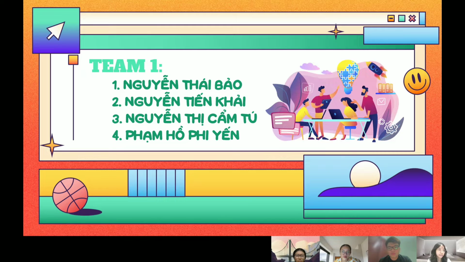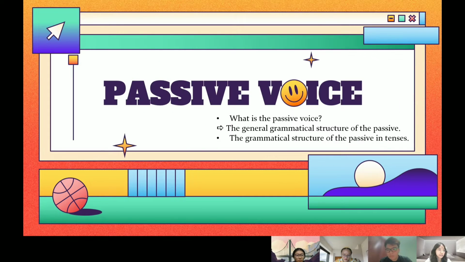You can see on the screen these are the names of the four members of Group 1. Today, Group 1 is going to give a lecture on the passive voice. The plan for today is: what is the passive voice? From this question, we'll get the general grammatical structure of the passive voice. And the rest is the grammatical structure of the passive in tenses. Our group is going to answer it one by one.